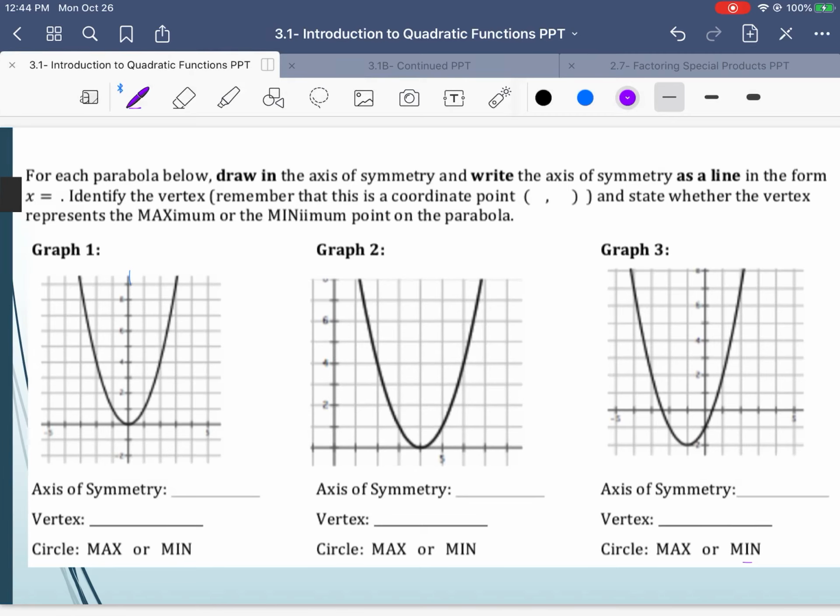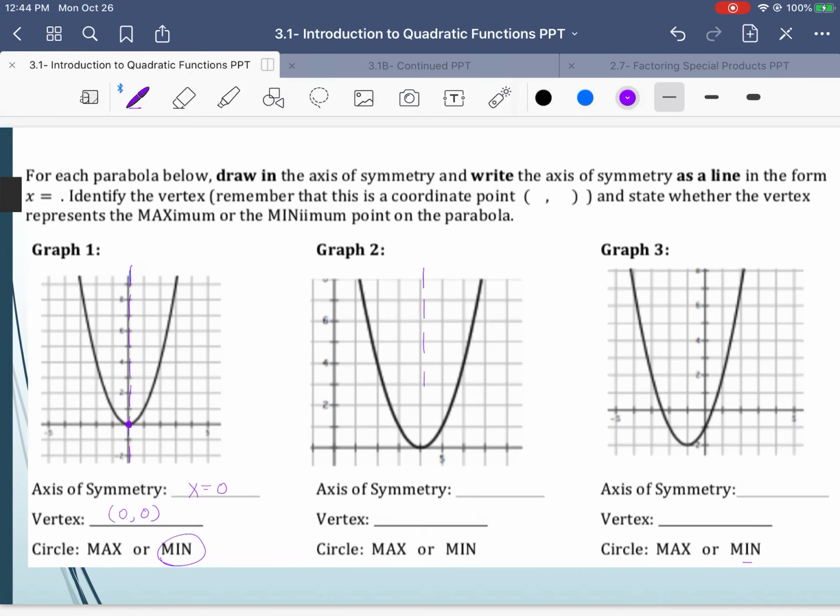The first one is just the parent function. So that axis of symmetry is there still at x equals 0. That vertex hasn't moved away from the origin, so it's still sitting at (0, 0). And that vertex represents the lowest point on the graph, so we would call that a minimum value.